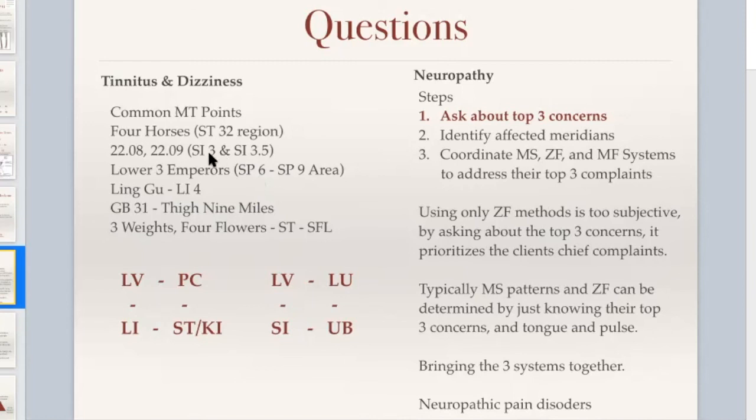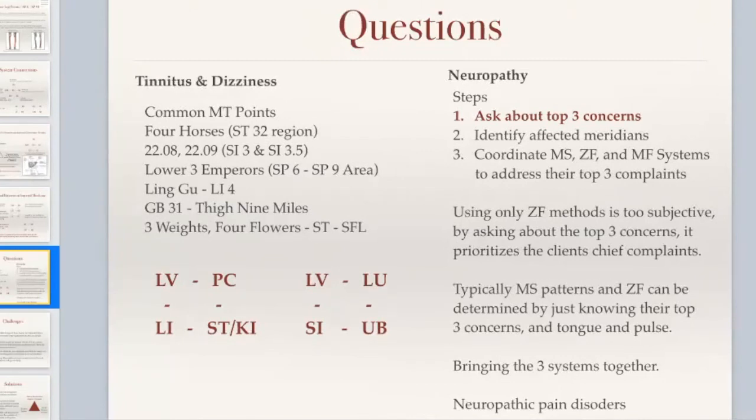So I can potentially address their top 3 concerns with 3 or 4 needles, all on the small intestine meridian: 22.08, 22.09, 33.10, 33.11. Boom, done. I've got their top 3 concerns. I've accounted for Zong Fu patterns. I've accounted for meridian systems. And I also understand how the rhomboids are connected to the serratus anterior and wrap around the liver. And I understand the internal fascial connections as well.